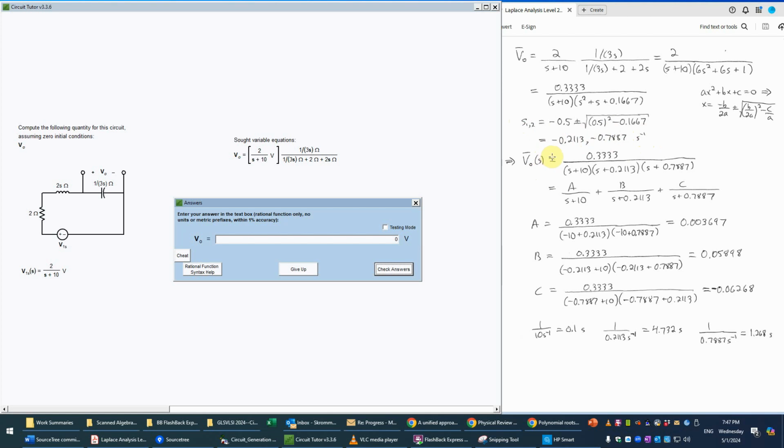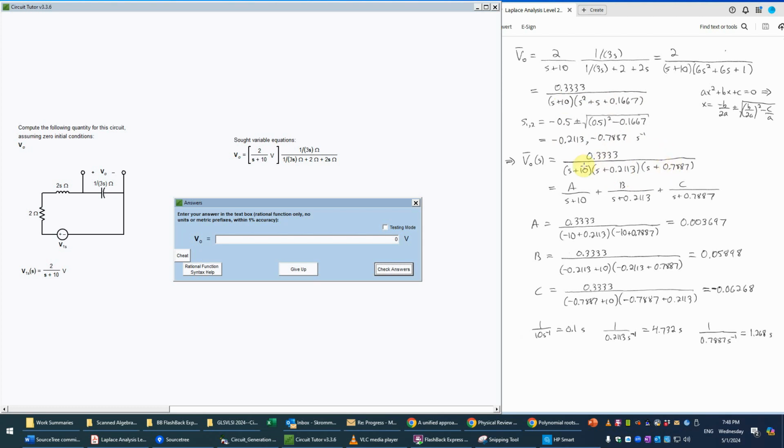Okay, so now we can rewrite this form for V naught as the 1/3 here on the top divided by the s plus 10, and then we're going to factor this term. So we now have to have s plus this value as a factor and s plus this value as the second factor. Remember that if we put minus signs in here and then put in the negative values, that would not give us 0, which is supposed to do since these are roots. So we have to have the plus sign there, as always in algebra.